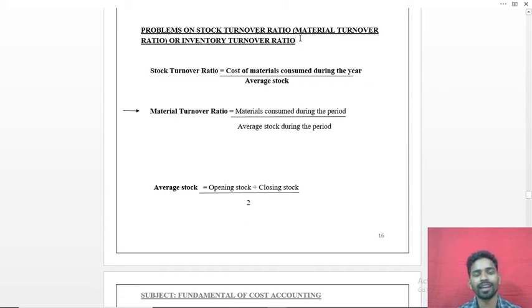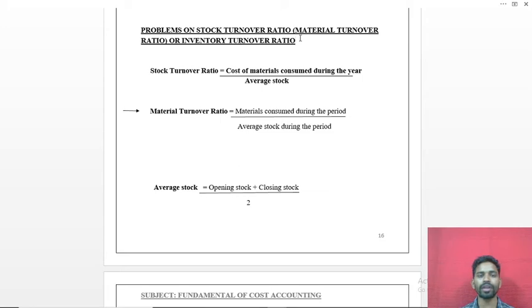Hi, in the last lecture we saw the problems on the fixation of the stock levels. We solved two problems on that. I hope all of you understand the stock levels. There are so many techniques, and we finished the fixation of the stock levels.